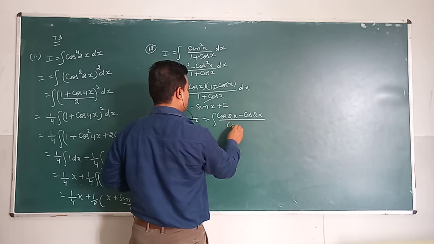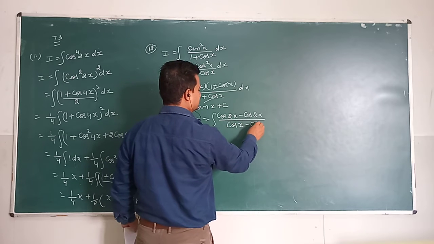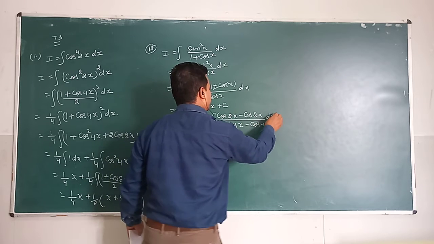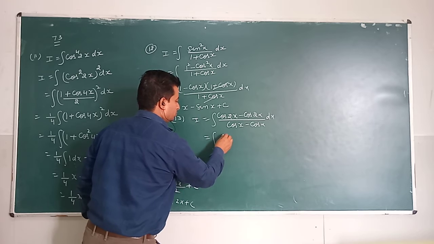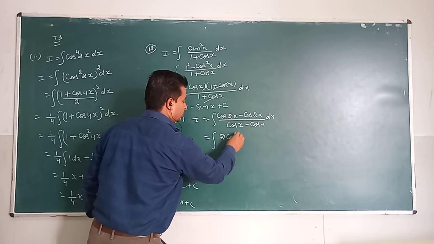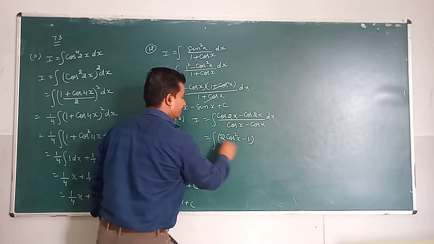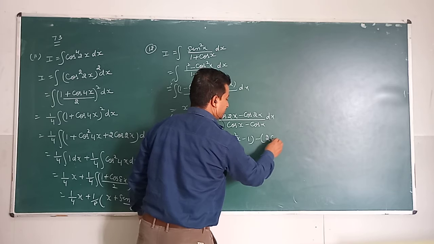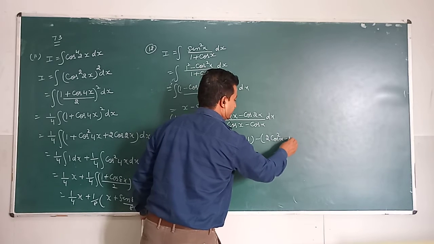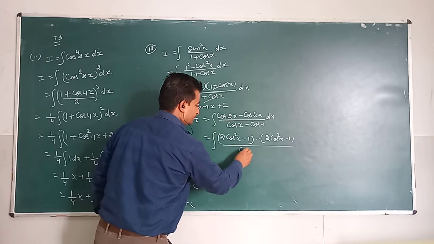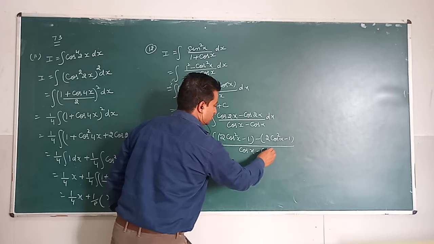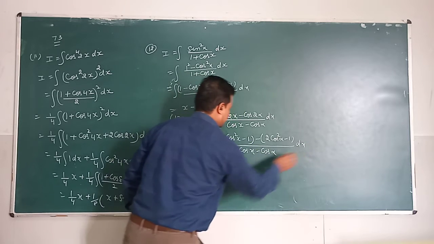In question number 13, the statement is I equals the integral of (cos 2x minus cos 2 alpha) upon (cos x minus cos alpha). Here we use the formula cos 2x is 2 cos^2 x minus 1 and cos 2 alpha is 2 cos^2 alpha minus 1, over cos x minus cos alpha, dx.